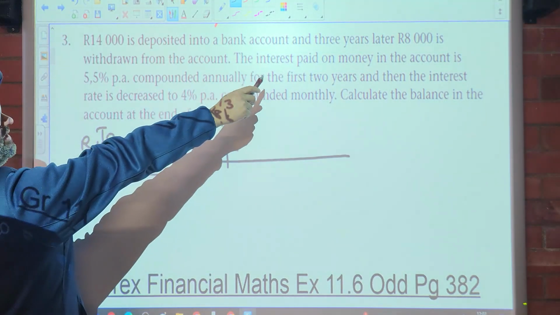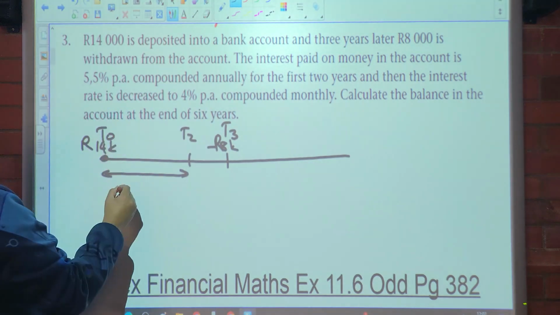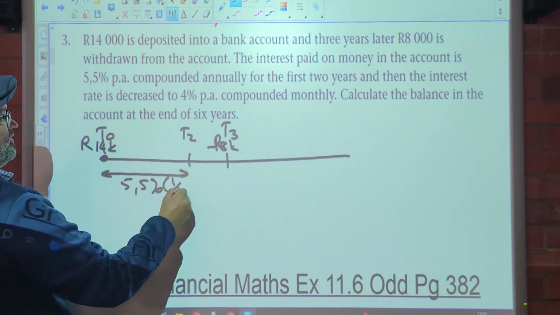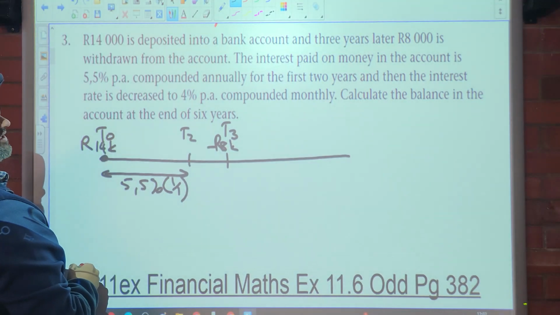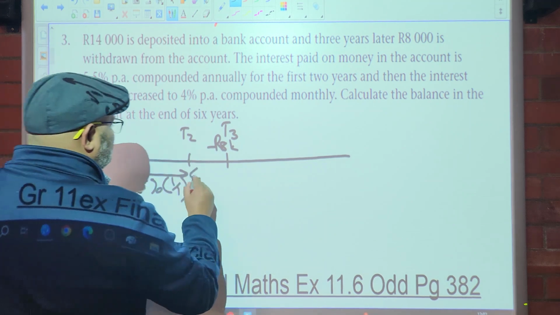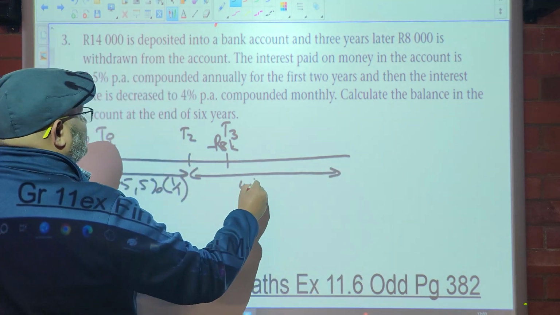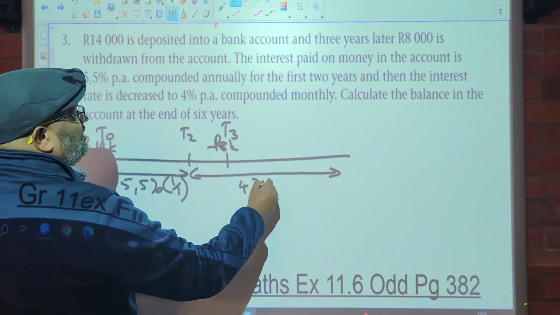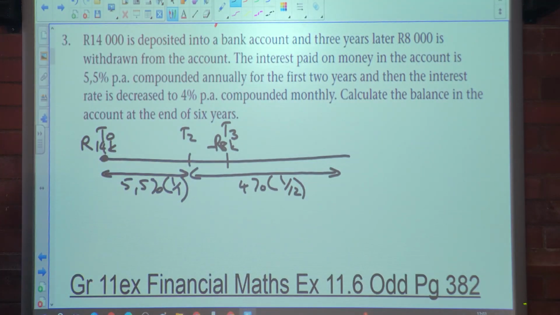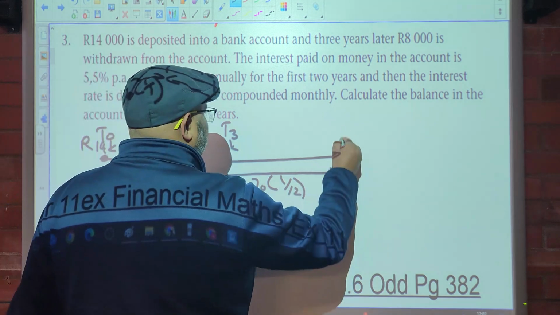Right. The interest paid on the money is 5.5% per annum compounded annually. So it's 1 over 1, for the first 2 years, and then the interest rate decreases to 4% per annum, compounded monthly. Calculate the balance in the account at the end of 6 years.